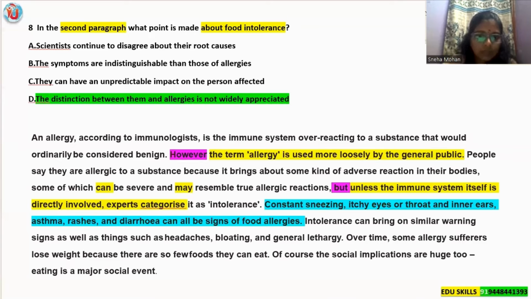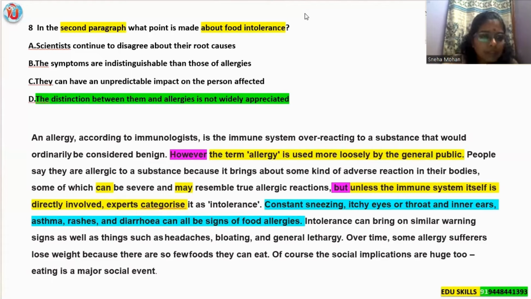Constant sneezing, itchy eyes or throat and inner ears, asthma, rashes, and diarrhea can all be signs of food allergies. Intolerance can bring on similar warning signs as well as things such as headaches, bloating, and general lethargy. Over time, some allergy sufferers lose weight because there are so few foods they can eat. Of course, the social implications are huge, too. Eating is a major social event.